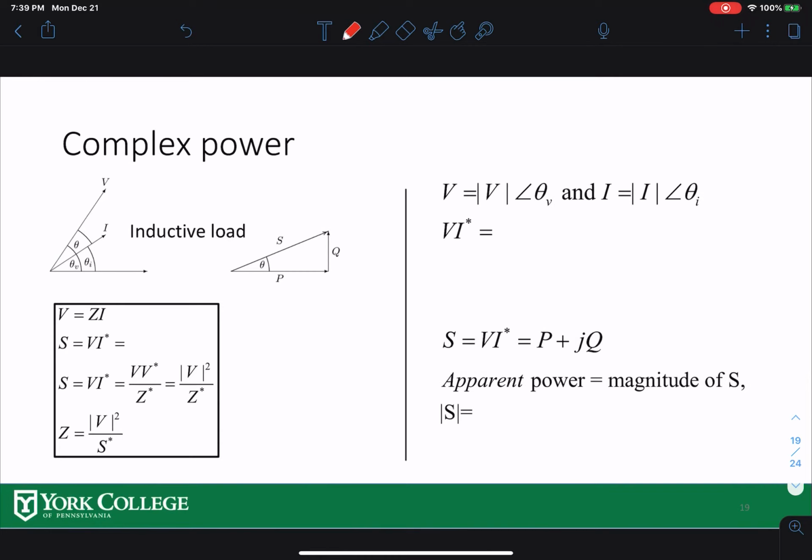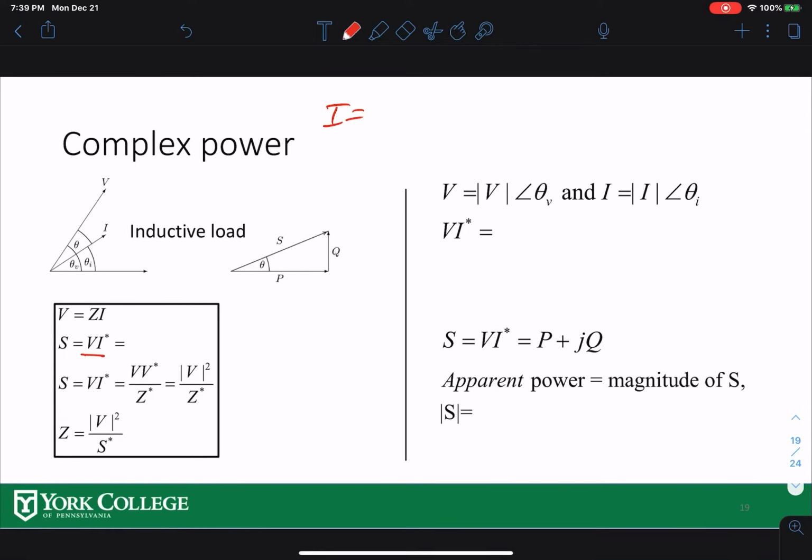So complex power. When you come to the power, because of the angle difference and the reactive power in the line, it becomes a complex power. So what is complex power? Complex power is basically your VI conjugate. What is the conjugate here? Let me tell you this.